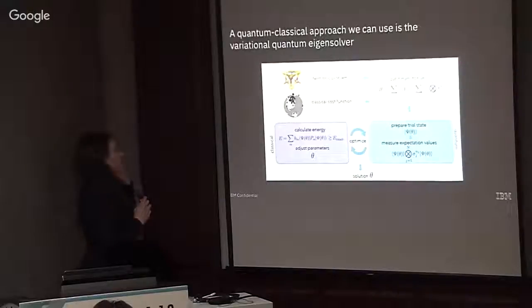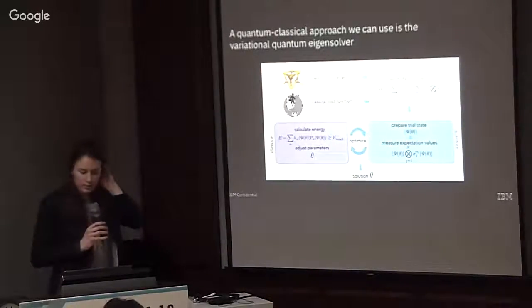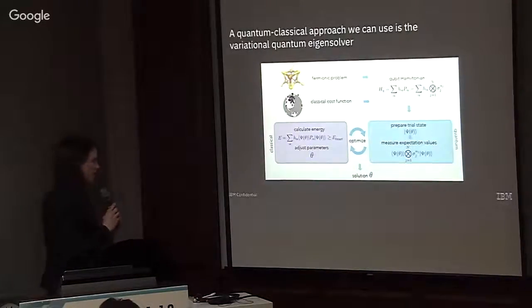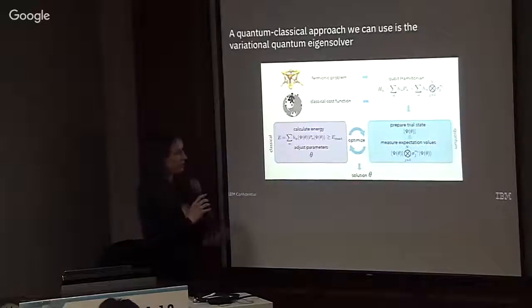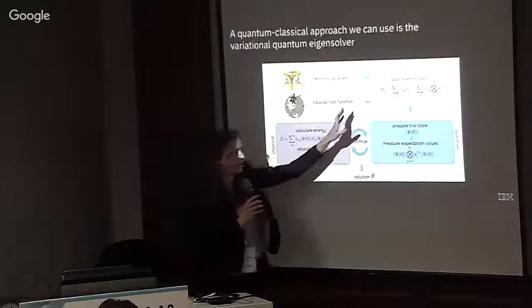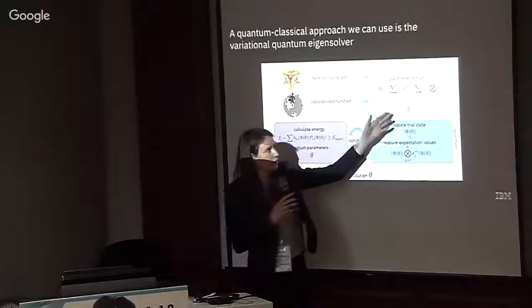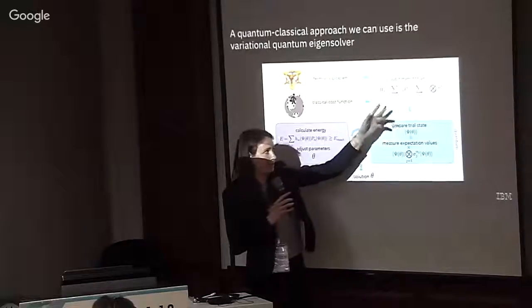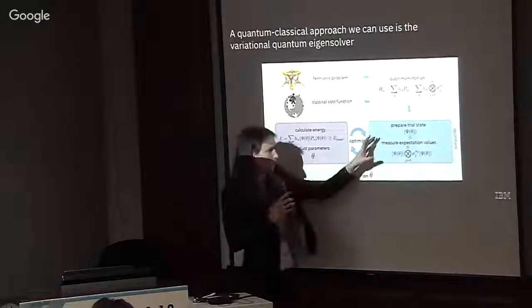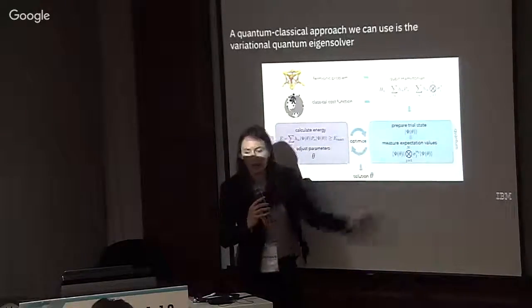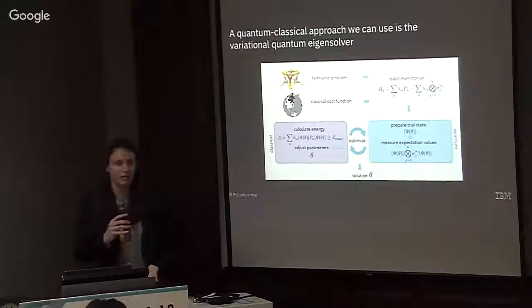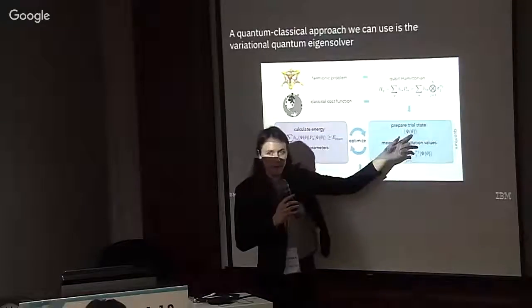So the hybrid approach, which you've already heard many times, is called the variational quantum eigensolver. The workflow is that you start with some fermionic problem, you map it with some transformation into qubits, and then you can describe your Hamiltonian as a string of Pauli operators. Once you've done that, you can prepare what's called a trial state that represents a starting guess for what your wave function is according to some set of parameters, theta.